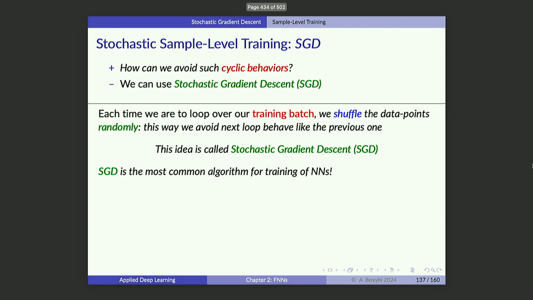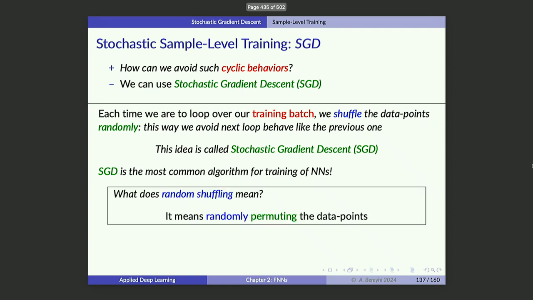So this is the idea that we call stochastic gradient descent, and this is the most common algorithm being used in practice. I mean, of course, a modified version of it, but stochastic plus gradient-based algorithms is the most common algorithm that you have used. We use it in training of neural networks.